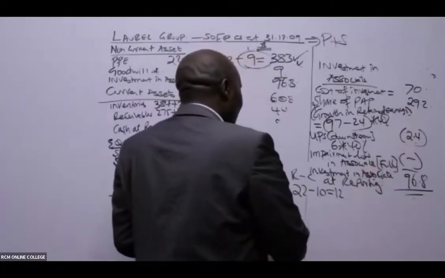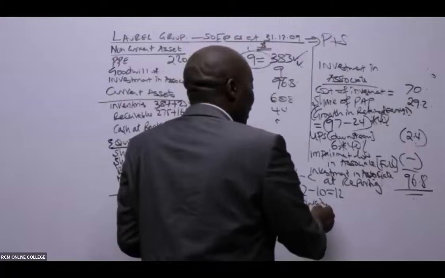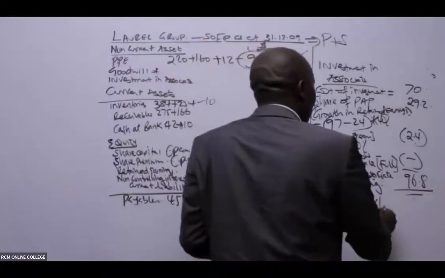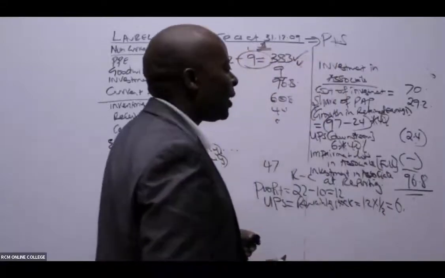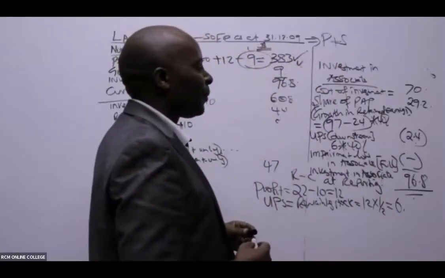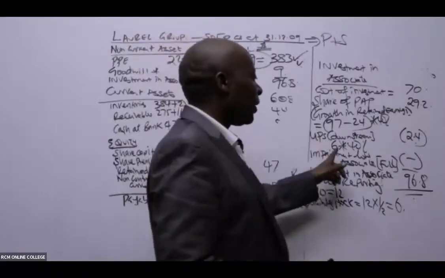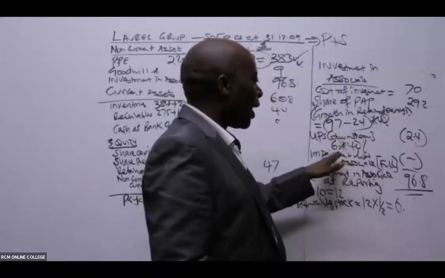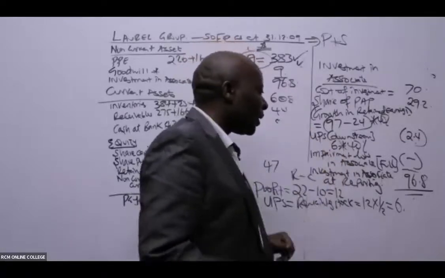And remember, UPS is always based on remaining stock. So it will be 12 times a half, which gives me 6. So the unrealized profit on stock is 6, but remember to take your percentage again, which will give you 2.4. And then we don't have any impairment loss in the associate. That's how we got 96.8.